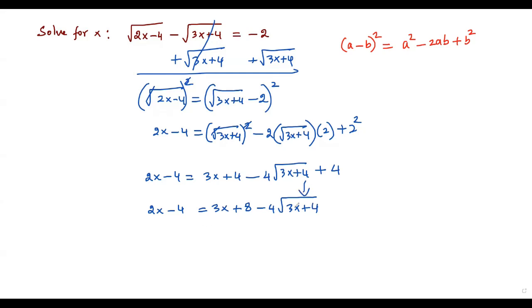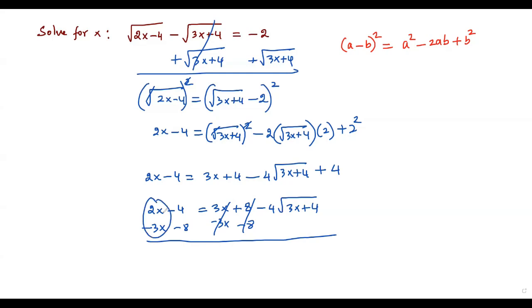So to get rid of this square root, I have to isolate this square root term. So for that, I have to get rid of the rest of the terms. So for that, I subtract 3x from both sides, and also I subtract 8 from both sides. So positive 3x, negative 3x, and positive 8, negative 8 will cancel out.